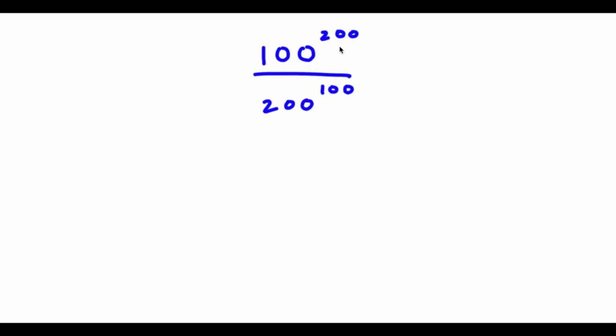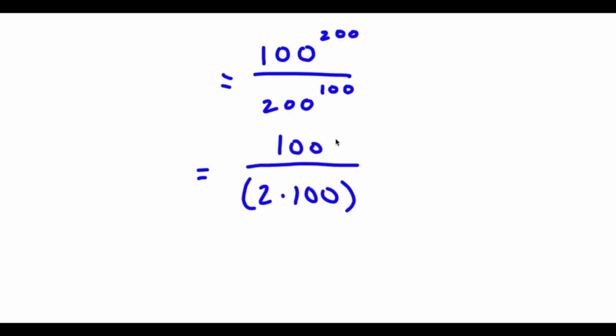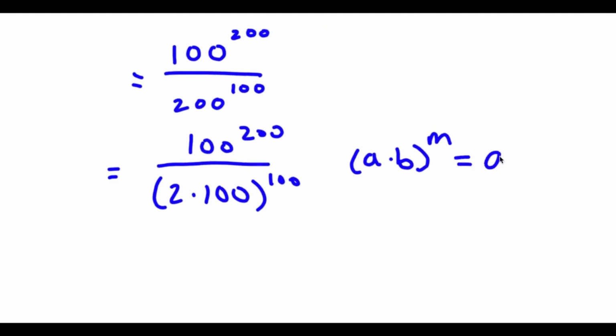Alright, so I have 100 to the power of 200 over 200 to the power of 100. Now, 200 is the same thing as 2 times 100. So I have 100 to the power of 200 over 2 times 100 to the power of 100. Now, if I have something in the form a times b to the power of m, this is equal to a to the power of m times b to the power of m.